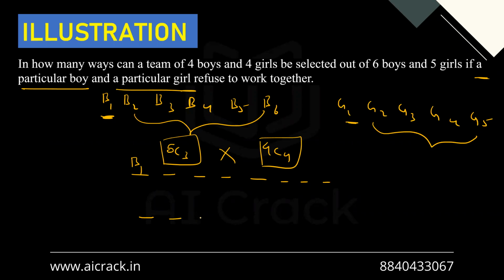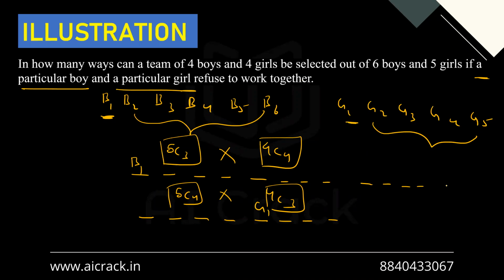Now the other case would be we have G1 over here. If G1 is here, then B1 cannot work. So we have 5 boys remaining and we have to select 4 boys. So basically we'll get 5C4 multiplied by, now G1 is already there. We need 4 girls, but we have already selected 1. So basically we need 3 more girls and we have 4 remaining. So multiplied by 4C3. Now the third case, in the third case, both B1 and G1 are not there.